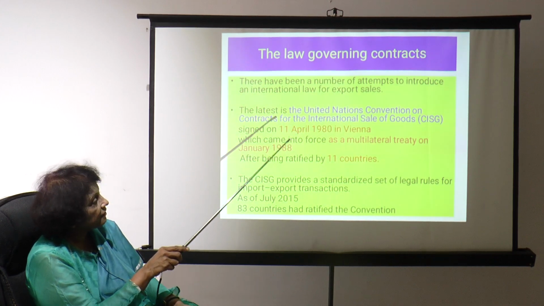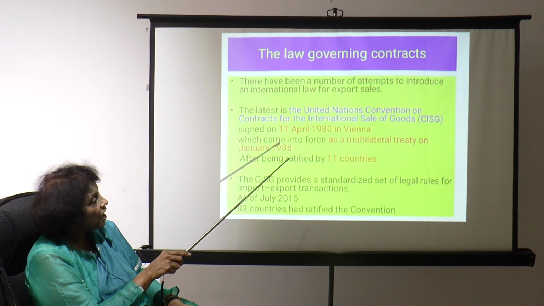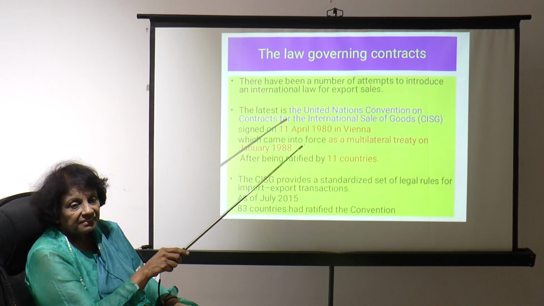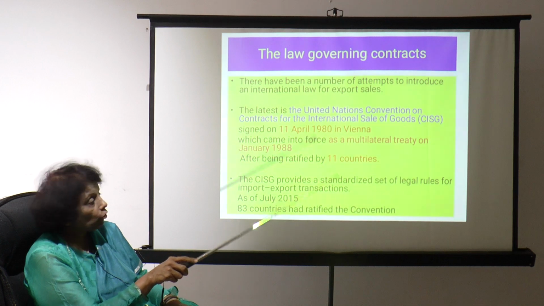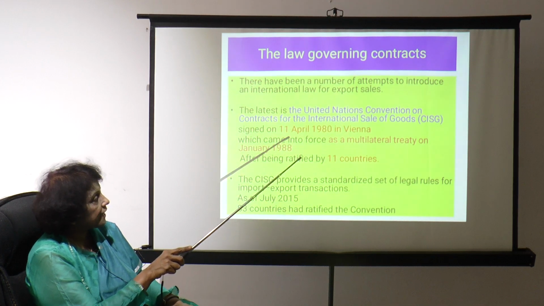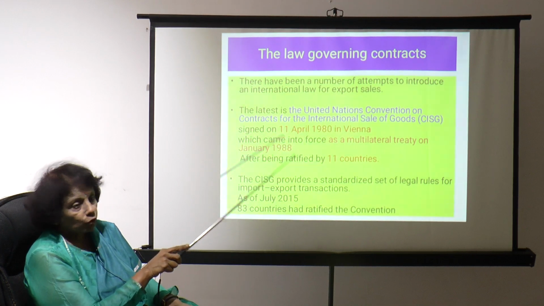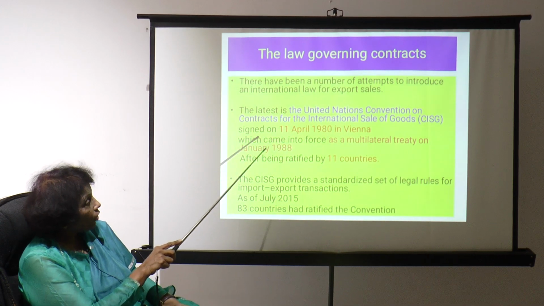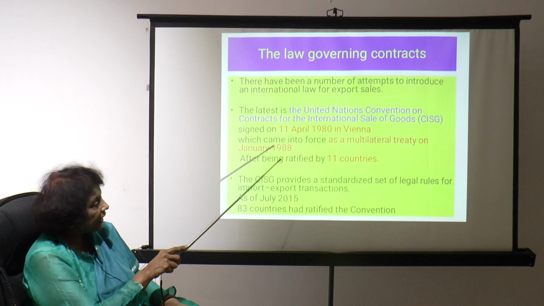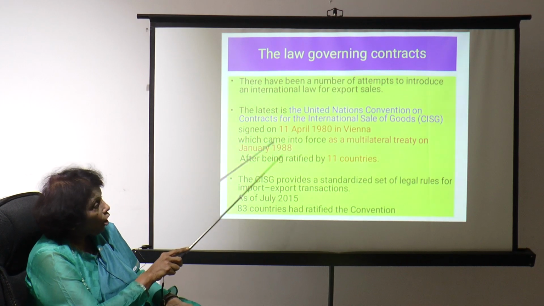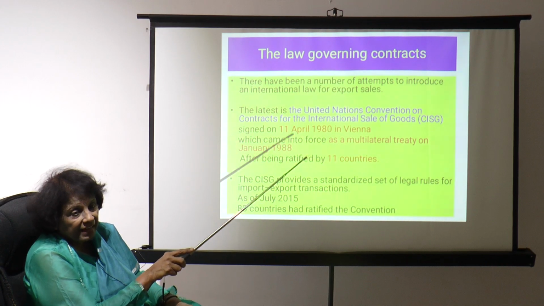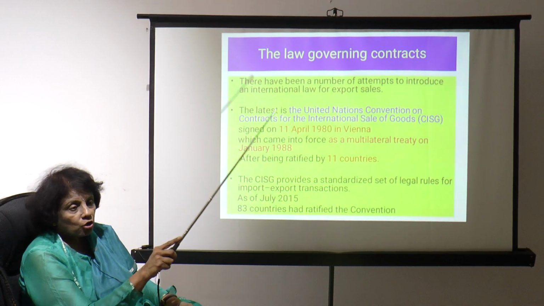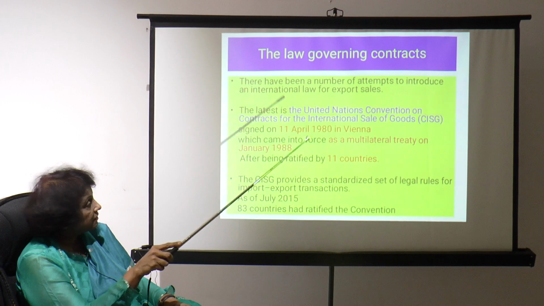CISG. C means Convention on Contract for International, I is International, SG, Sale of Goods. So, Convention on International Sale of Goods. This is a contract. United Nations Convention on Contracts for International Sale of Goods.